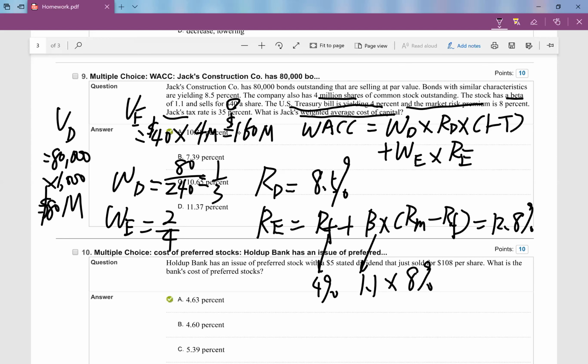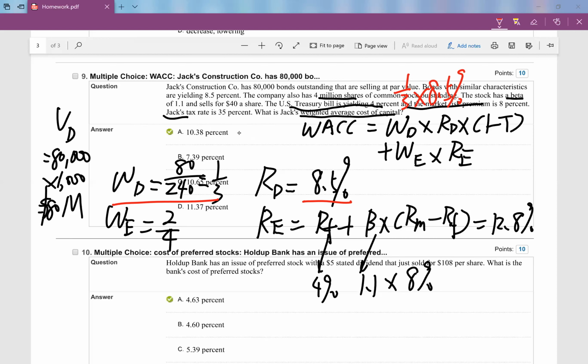Now let's put all these numbers into our WACC formula. We use the weight of debt times the cost of debt. We have 1 over 3 as the weight of debt, times the cost of debt of 8.5%. And don't forget to multiply by 1 minus the tax rate. The tax rate is 35%, so we multiply by 1 minus 35%. Then we add the weight of equity.